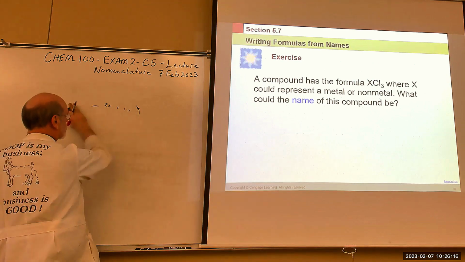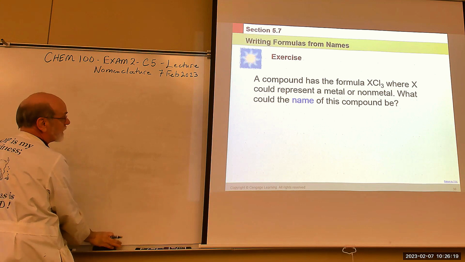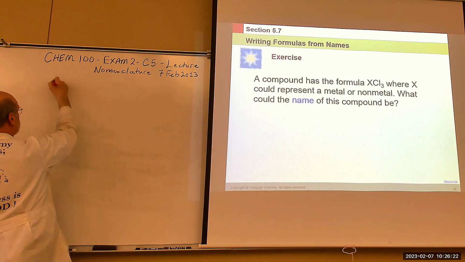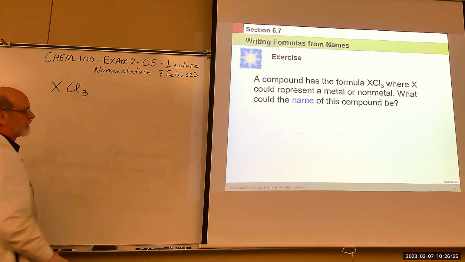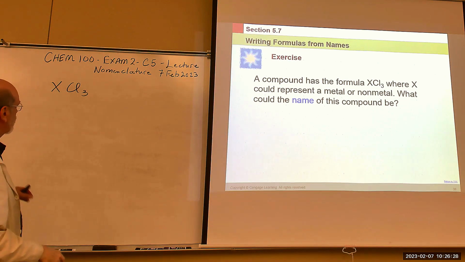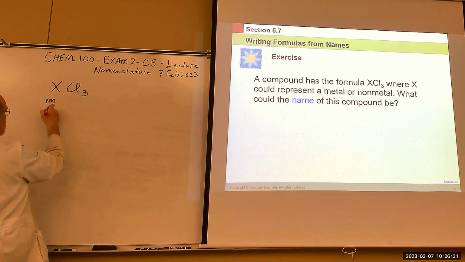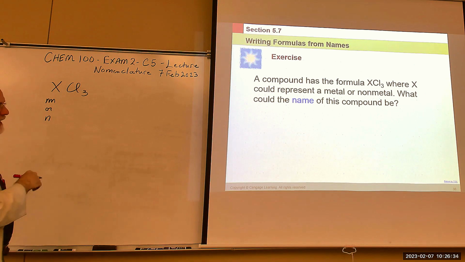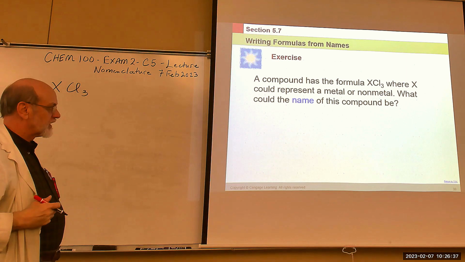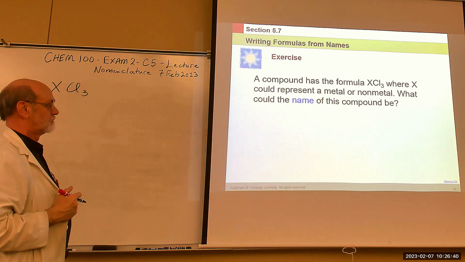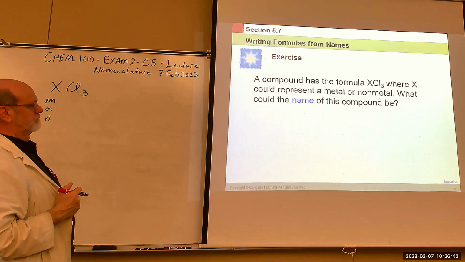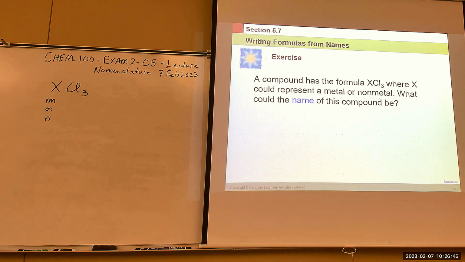All right, got a detective story here. See if we can figure this one out. A compound has a formula XCl3, where X could represent a metal or a nonmetal. Ooh, it could be an M or an N, metal or nonmetal. What could the name of this compound be? Is that all the information they're giving us? Let me flip over my hard copy.